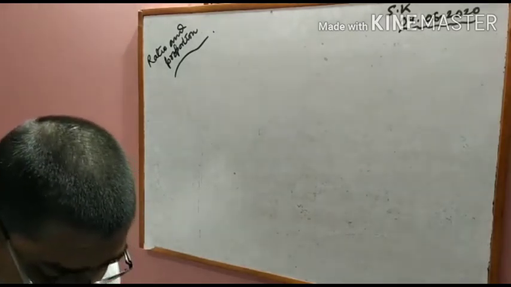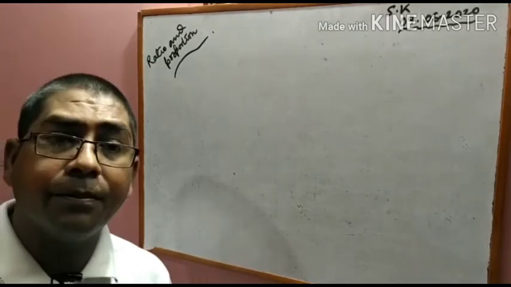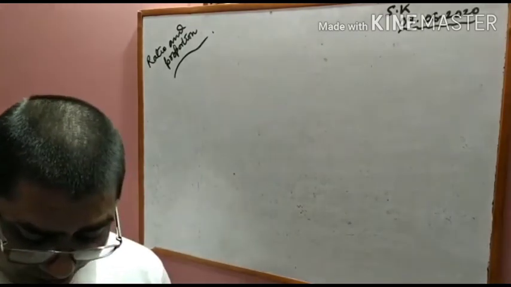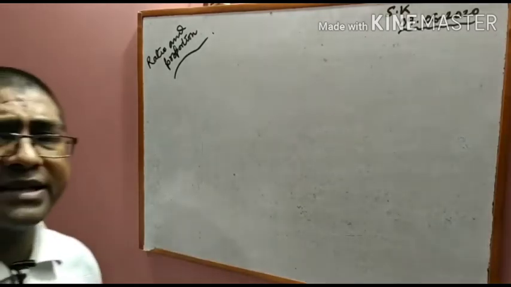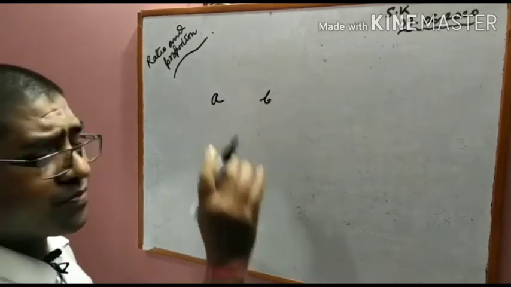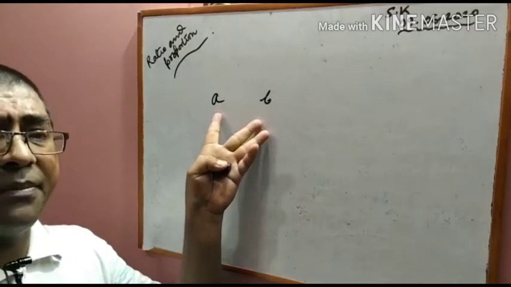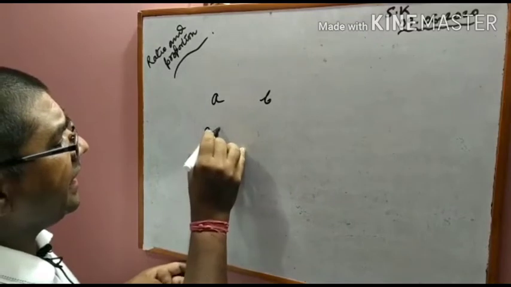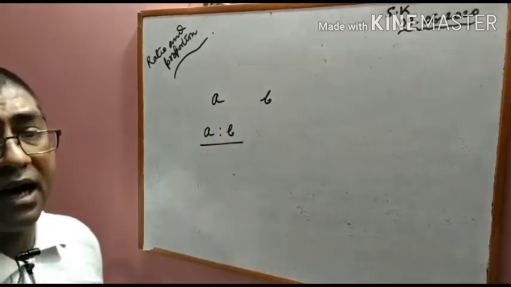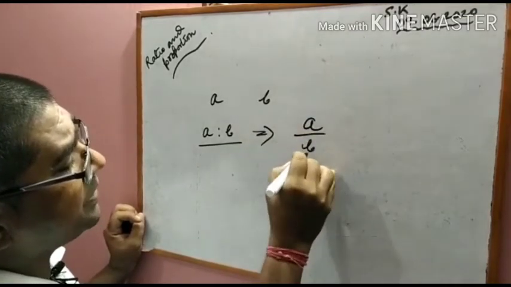What is proportion? At first we will discuss ratio. What is ratio? A ratio is a comparison of measure or magnitudes of two or more quantities of the same kind by division. For example, if A and B, expressed in the same units, are two quantities, then A is to B is the ratio. We can express it as A by B.